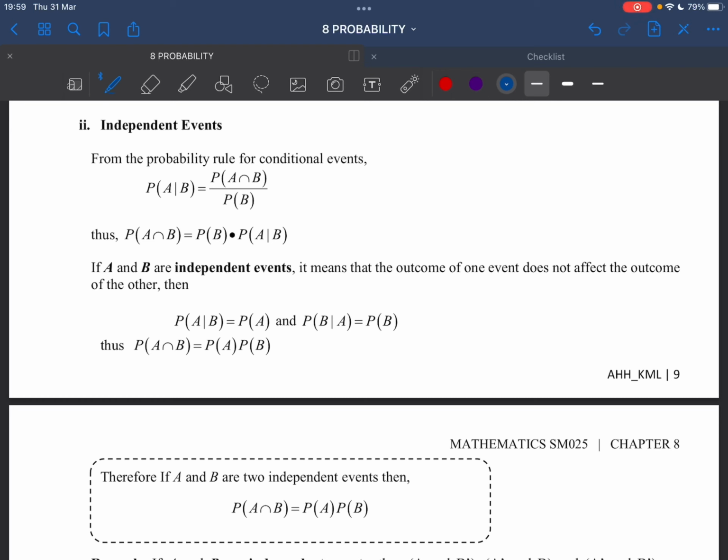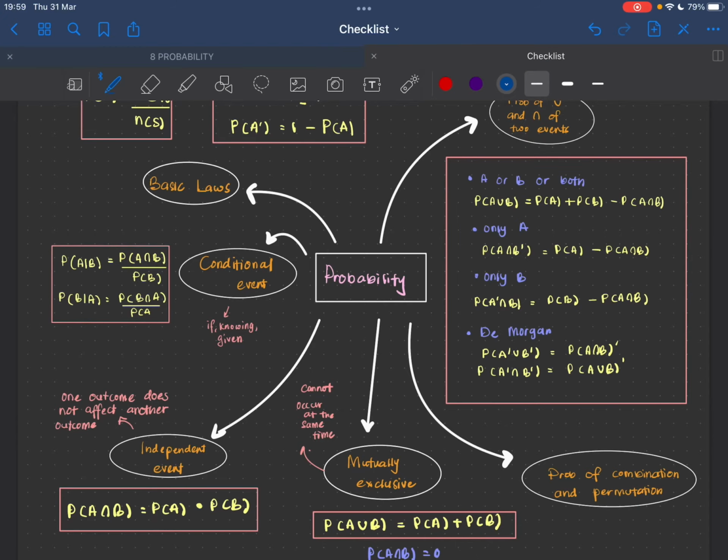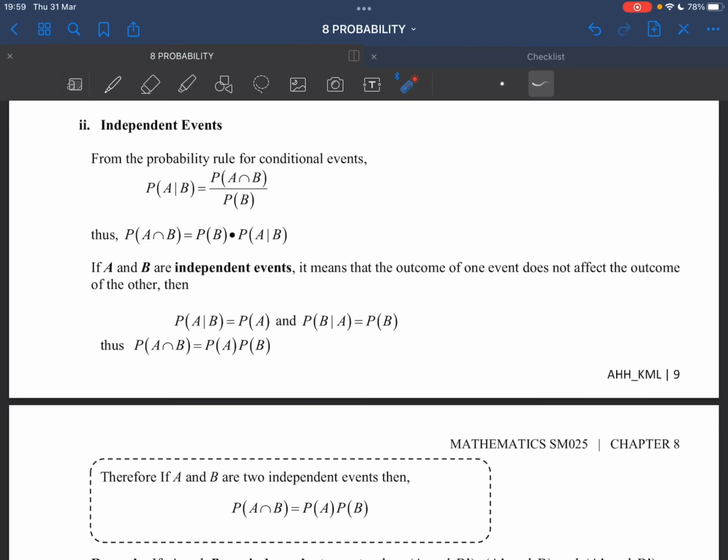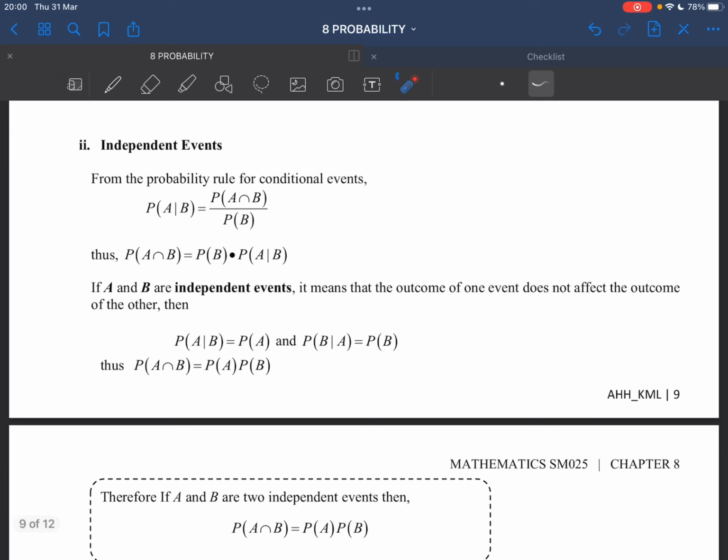The last one is independent events. As I said, an independent event is one where one outcome does not affect another outcome. So what we have here is the formula P(A intersect B) equals P(A) multiplied by P(B). Where does this come from? Let's take a look at the note here. From the probability for conditional events, you know that the formula is P(A given B) equals P(A intersect B) over P(B).